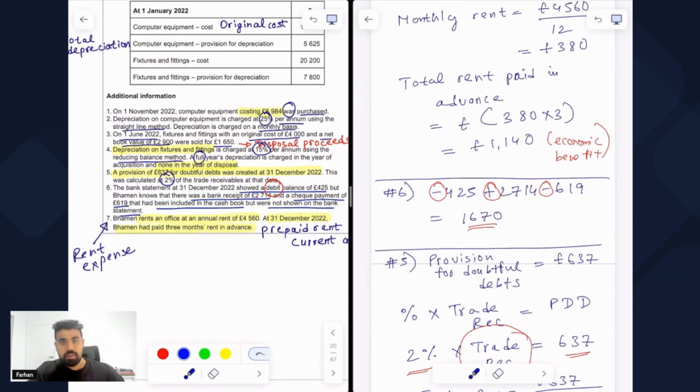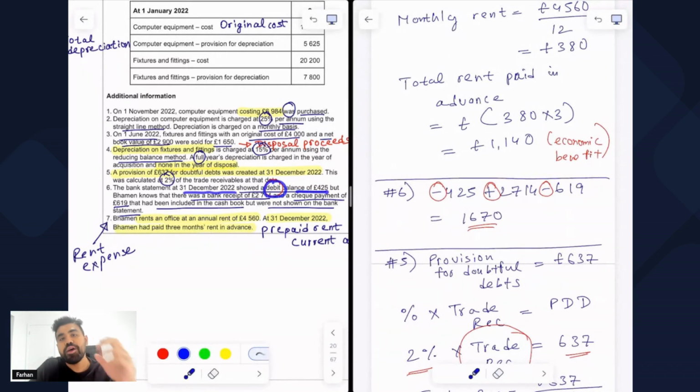Now, I need you to understand some things here. Bank statement is issued by the bank, all right? So when you are presented with the bank statement, all the numbers that you can see in the bank statement are from the perspective of the bank, okay? And the cash book, which tracks all the cash inflows and outflows within the business, is from the perspective of the business, okay?